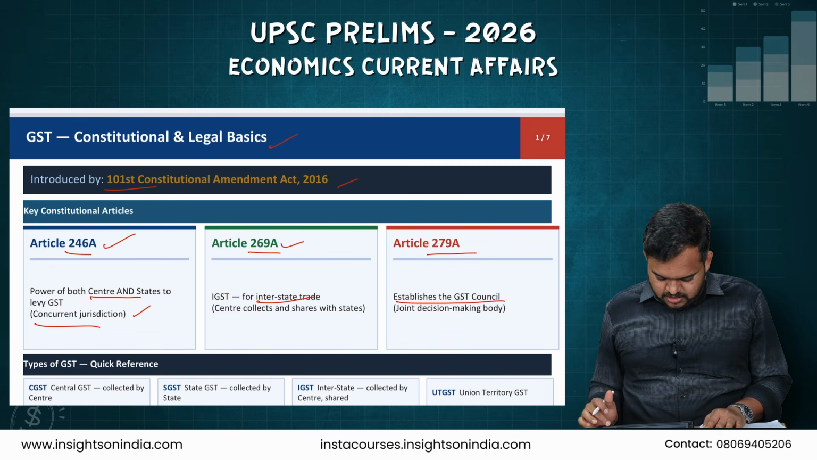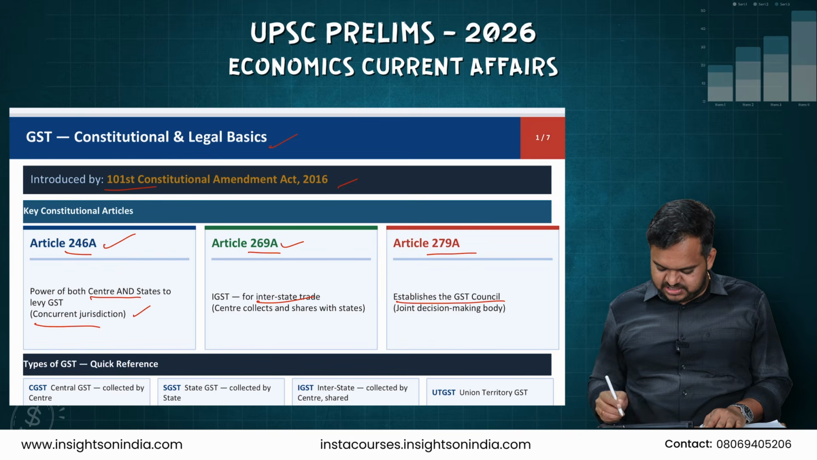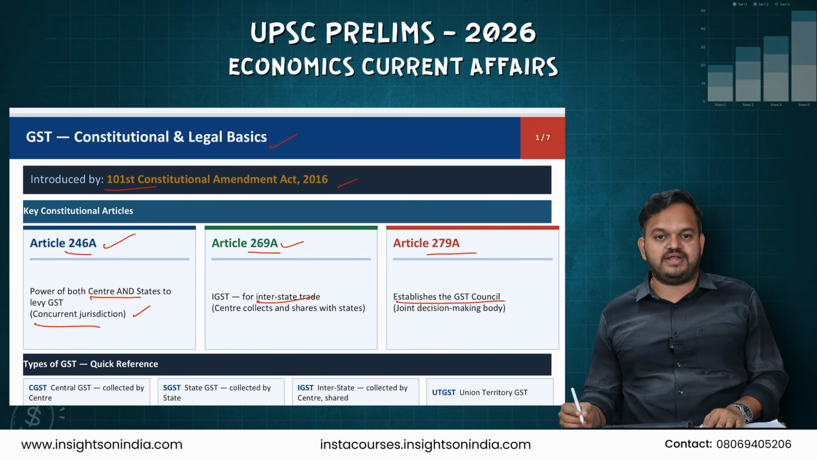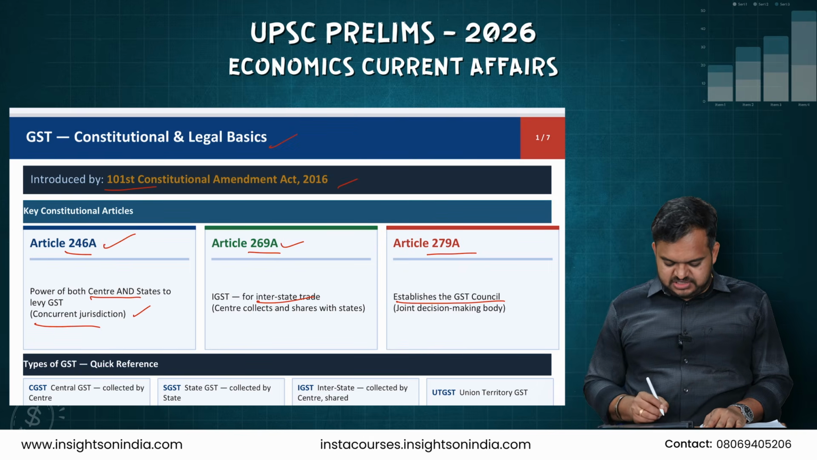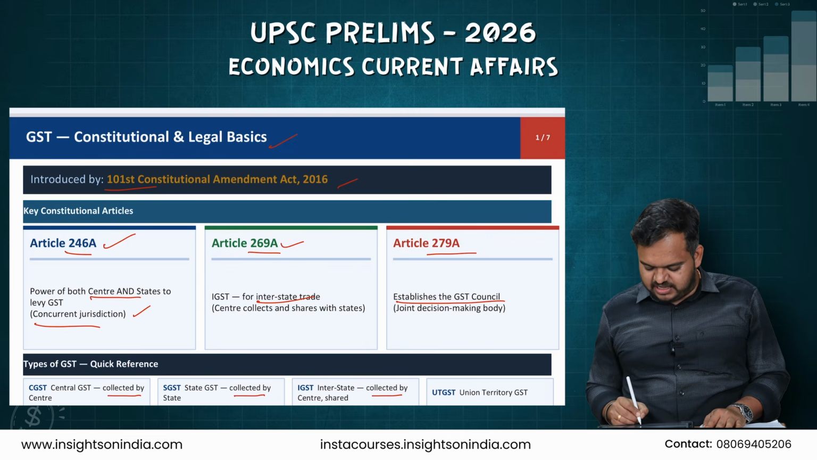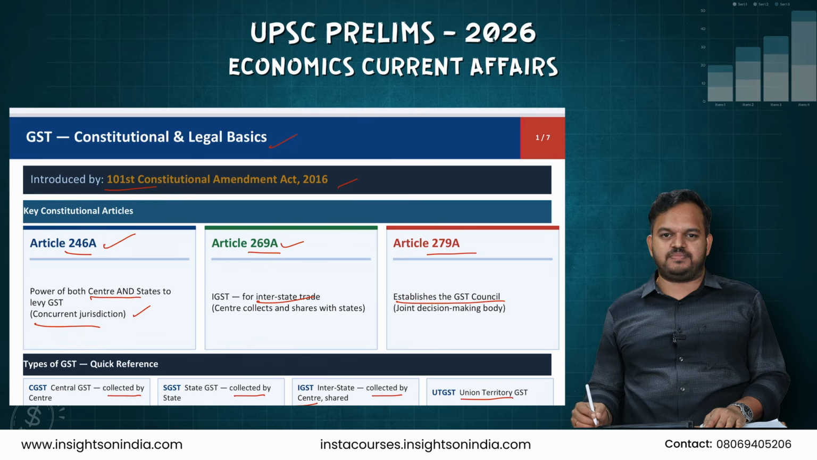You all know that, right? There are three types of GST: CGST, SGST, and IGST. One more, UTGST, talks about Union Territory. CGST is collected by the center, SGST is collected by the state, IGST is collected by the center but shared among the states, and UTGST is completely under the jurisdiction of the central government.